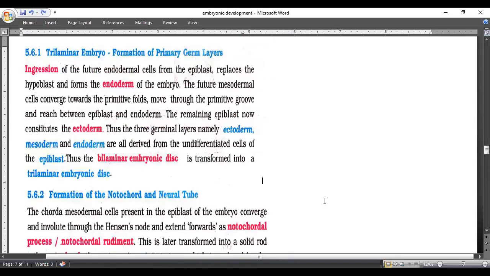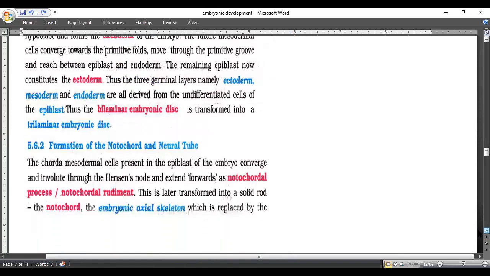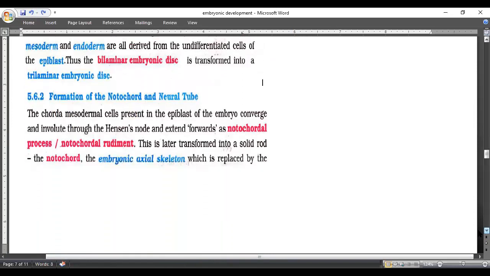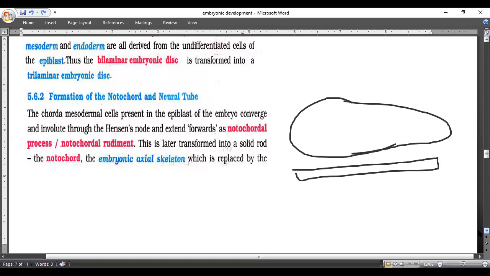So the trilaminar embryo we discussed; the bilaminar embryo now became transformed into the trilaminar embryonic disc. Now the formation of notochord and neural tube. After the explanation of this, I'll show the video. Please focus here. That induction process we have to learn. This is epiblast, now it is called ectoderm. Now the middle is mesoderm, and this is endoderm. Now I'm showing only the embryonic disc. The cardio-mesodermal cells present in the epiblast of the embryo converge and involute through Hensen's node and extend forward as the notochordal process.